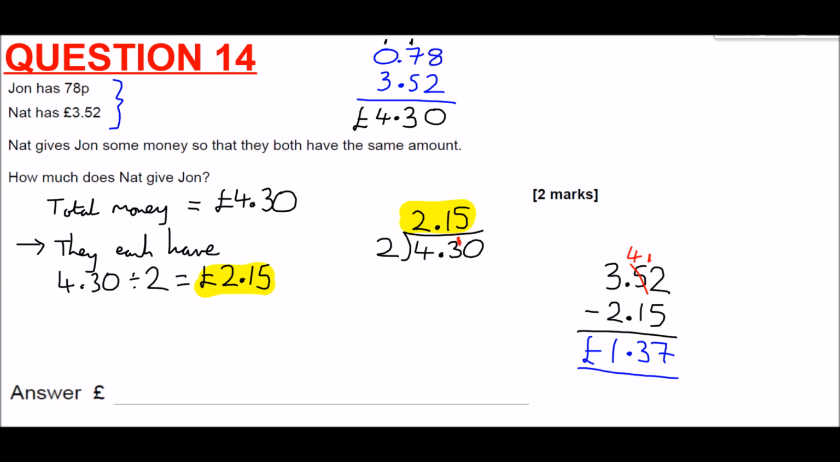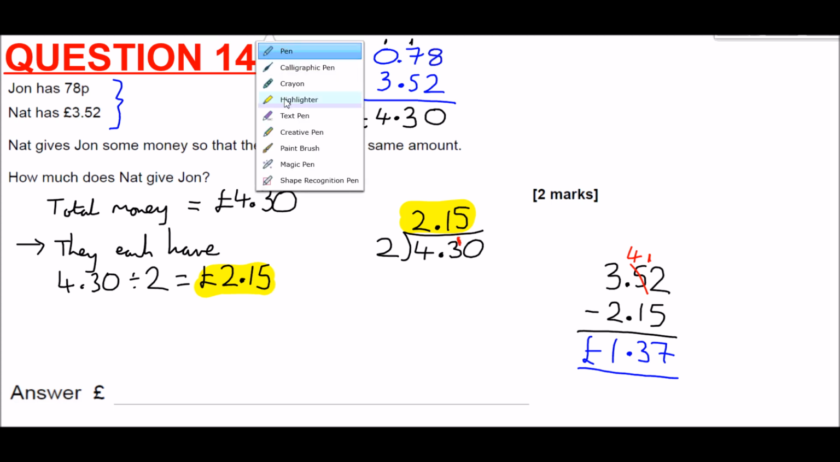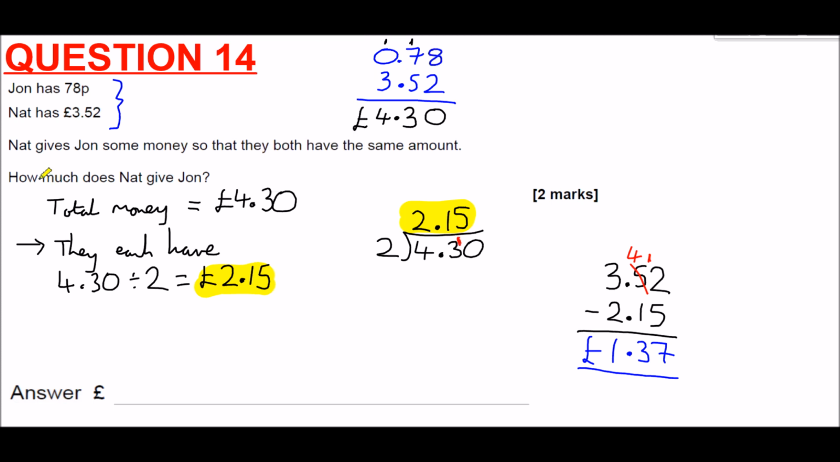So in terms of our question, how much does Nat give John? She must have given him £1.37. There are other methods for this question, but I believe, in my head anyway, that's maybe the most straightforward. So that's what we need to put down on the answer line. We need to answer in pounds, so be careful you don't put the answer in pence. So the answer is £1.37.